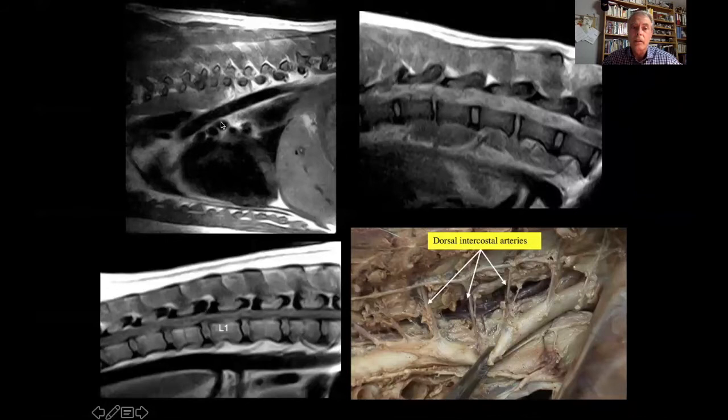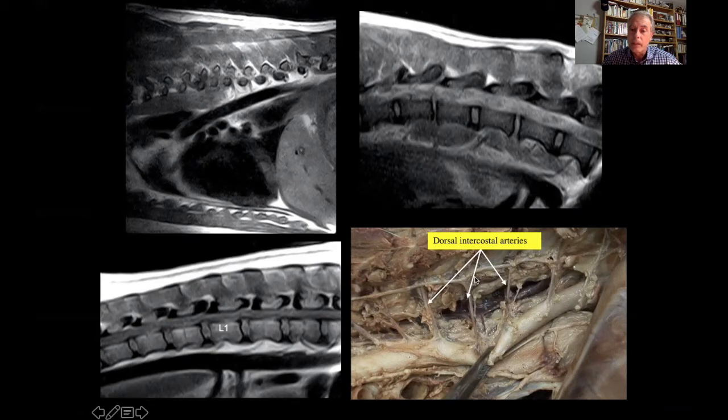For the rest of the thoracic segments, the arterial supply comes from dorsal intercostal arteries. These are the dorsal intercostal arteries. You have it in this dissection. Here you have the diaphragm, the esophagus, the aorta at the thoracic level, and branches on both sides. We have the dorsal intercostal arteries.